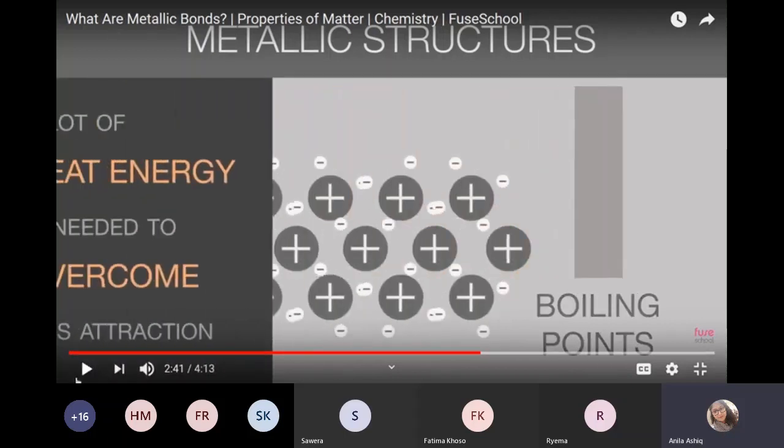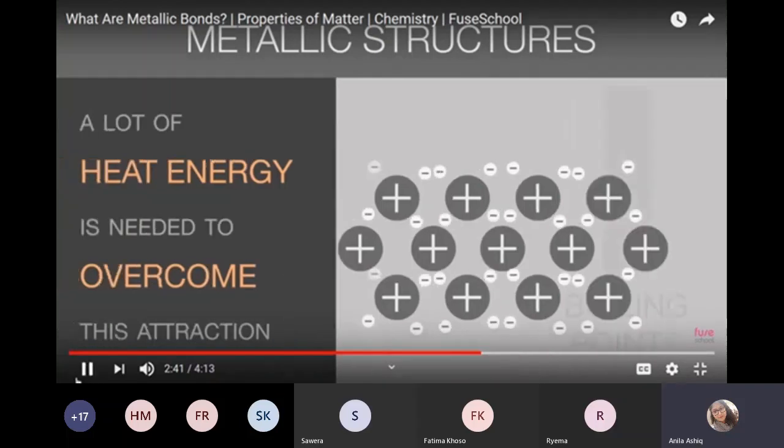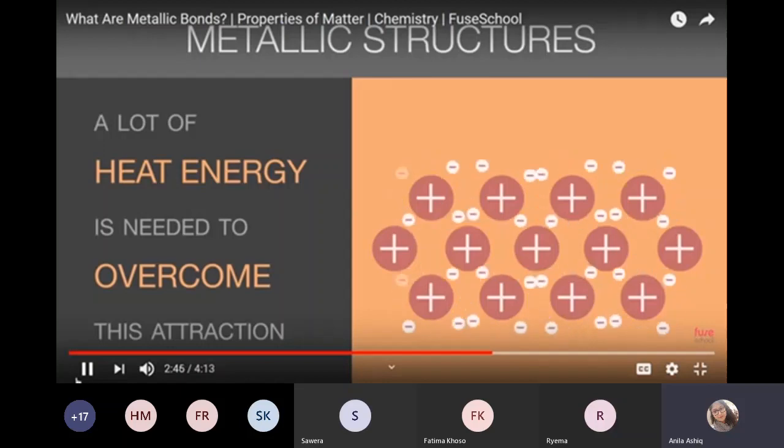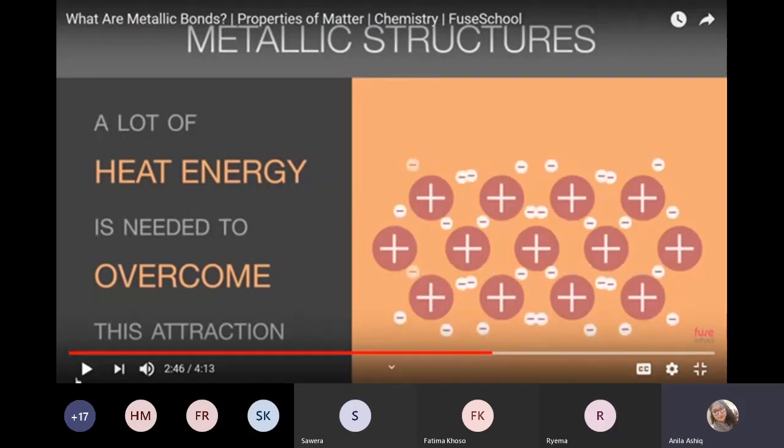Whenever there is a strong force of attraction between charges, that substance will always have a very high melting and boiling point. Heat energy is needed to overcome this attraction. So that's how metallic bonds work.